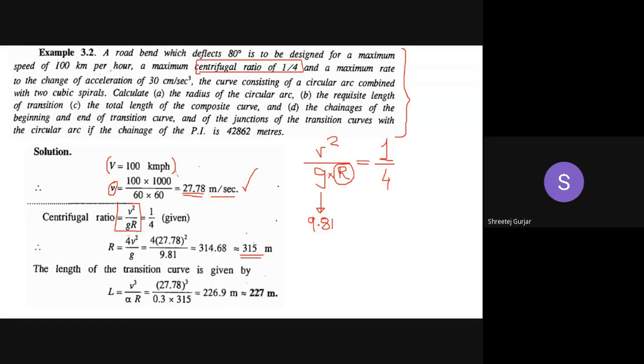Okay, this is the radius of the circular curve which needs to be achieved. It is not the radius of the transition curve. It is the radius of the circular arc.